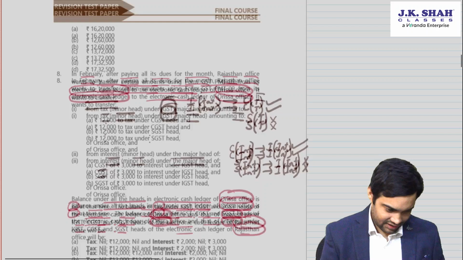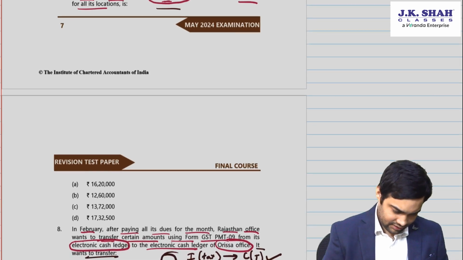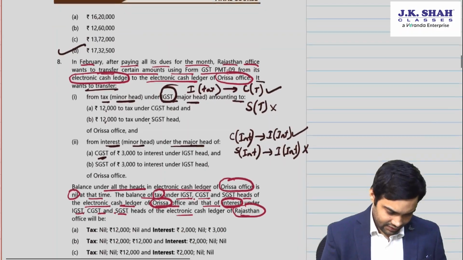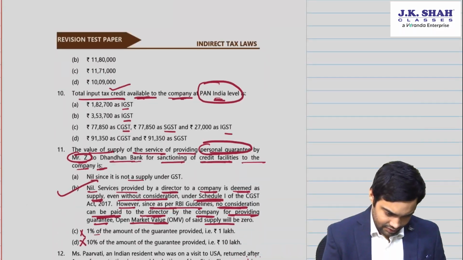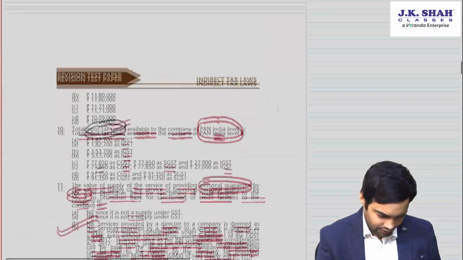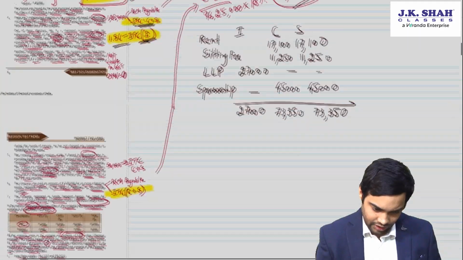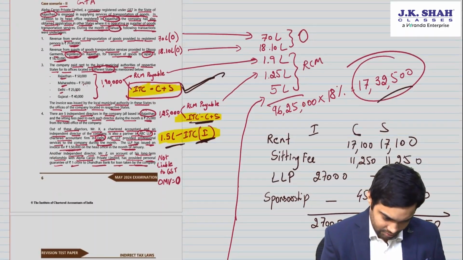17,32,500. GST payable before setting of ITC and RCM 17,32,500. Then the 8th one we'll do in some time. The 9th one we'll see, input tax credit. Total input tax credit, 77,850 is one option. 73 is not there. So we would have missed something. There is something which we would have missed. Just give me a moment.